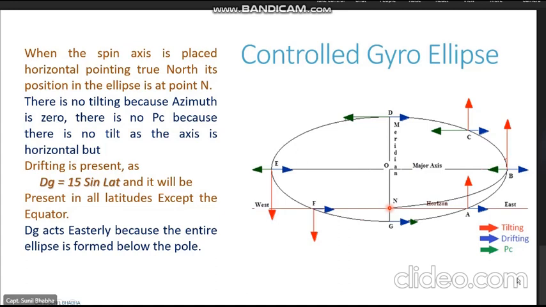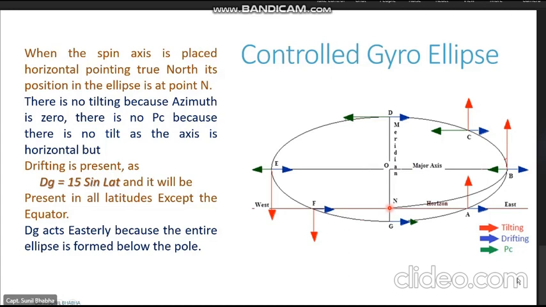At point N, the control precession will also be 0 because control precession is proportional to tilt. Right now the spin axis at point N is pointing in the horizon. We don't have any tilt, 0 tilt. No upward tilt, no downward tilt, the tilt is 0. If the tilt is 0, the control precession will always be 0. So we don't have any tilting, we don't have any control precession.